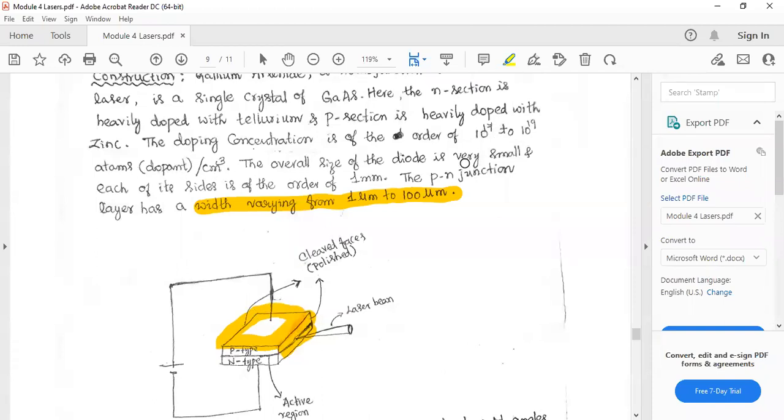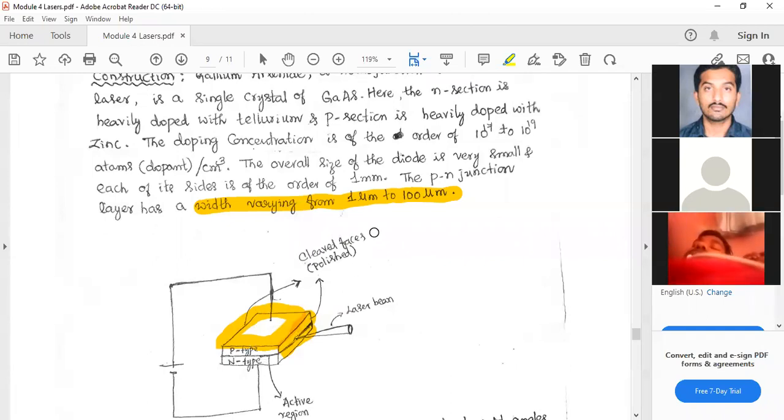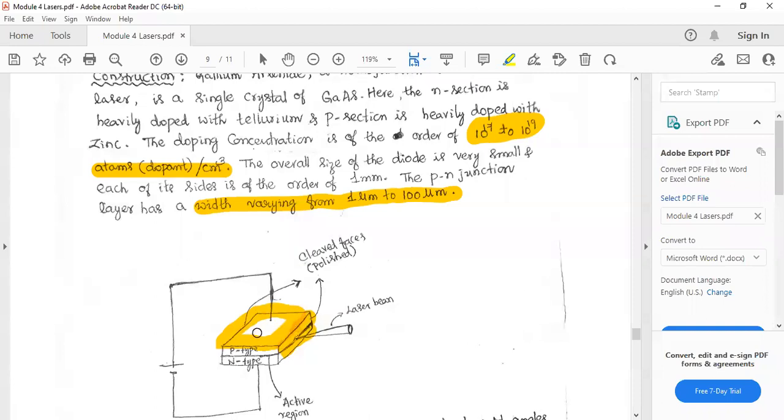These p-type and n-type materials are heavily doped with dopants of the order of 10 power 17 to 10 power 19 dopant atoms per centimeter cube. That huge doping has been done in p-type and n-type material.